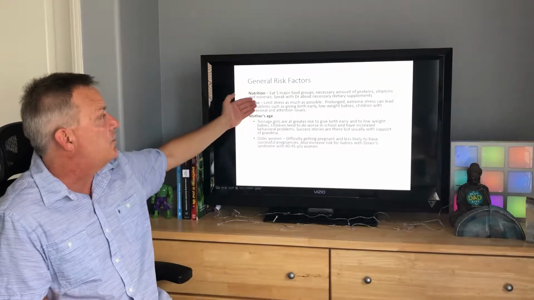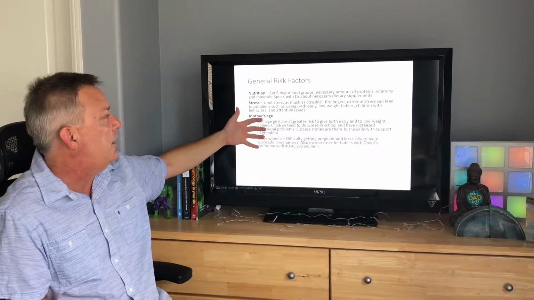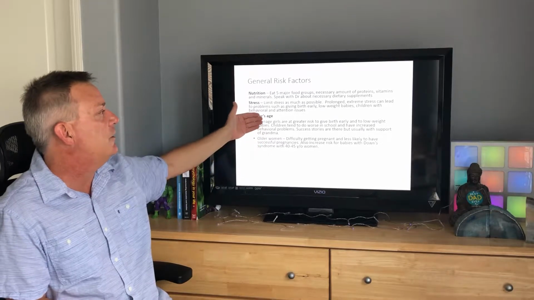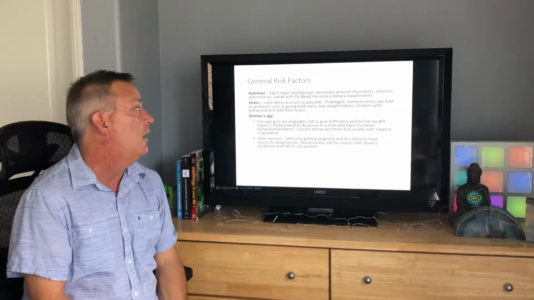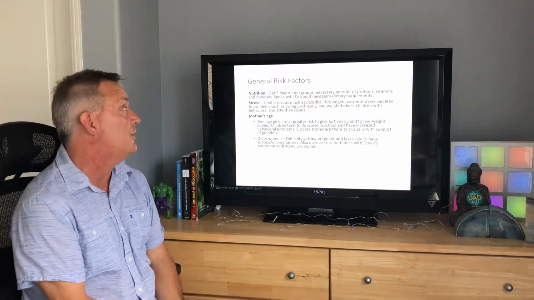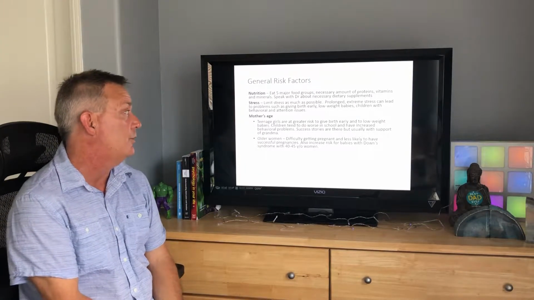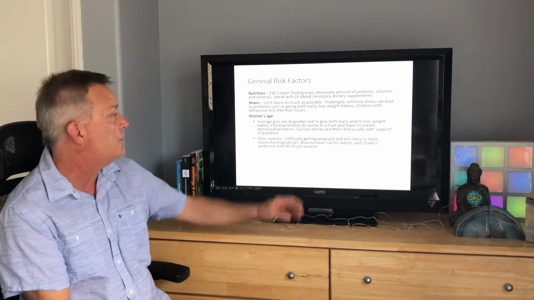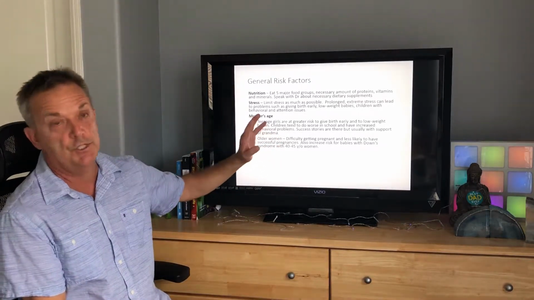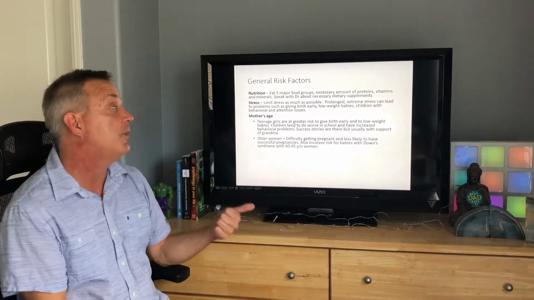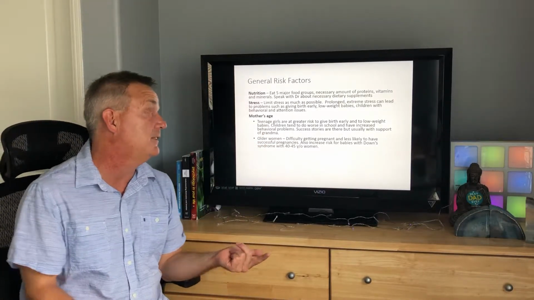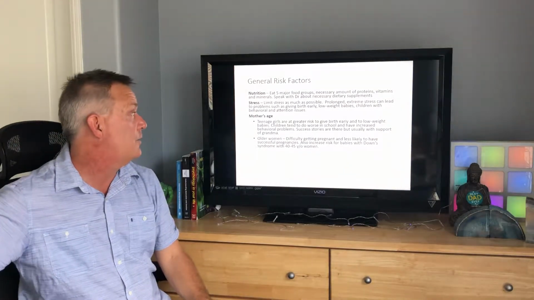You want to limit stress as much as possible, and better to have kids a little earlier than later, but not too early. Teenage girls are at greater risk to give birth early and to low-weight babies. The children tend to do worse in school and have behavioral problems. Success stories are there, but they're usually supported by the grandma. And older women have difficulty getting pregnant and are less likely to have successful pregnancies and have increased risk for Down syndrome.